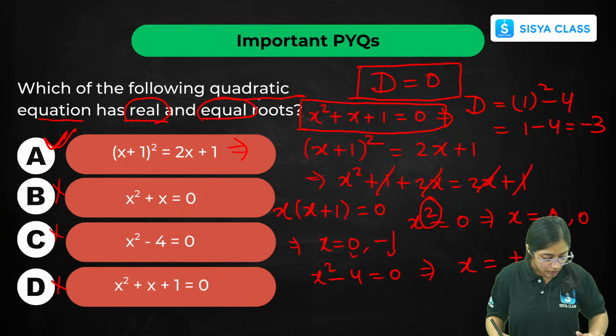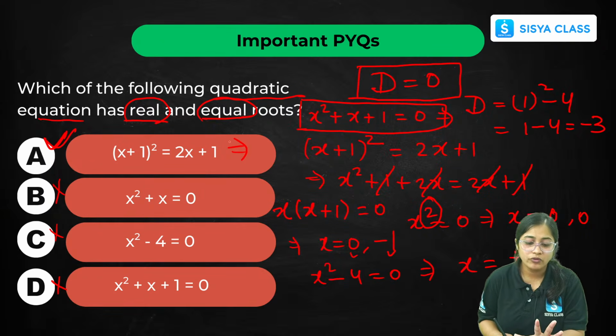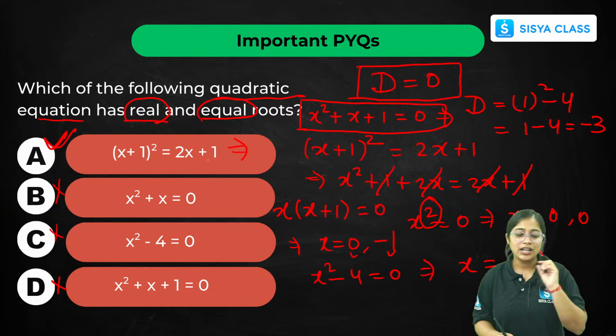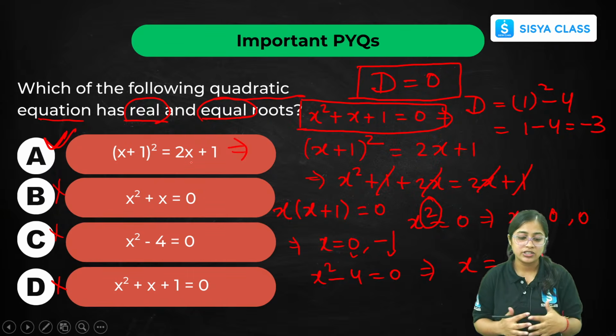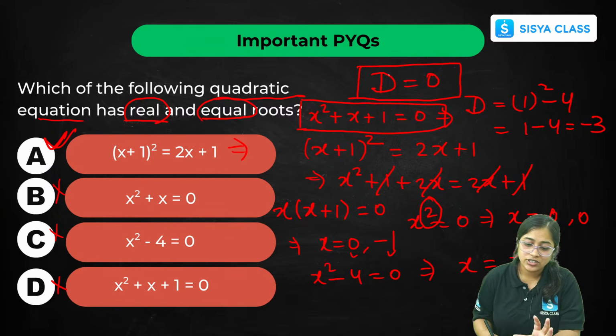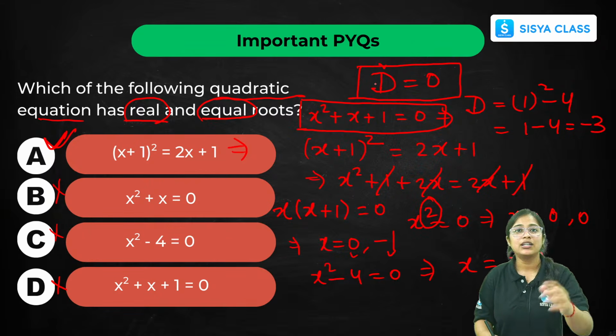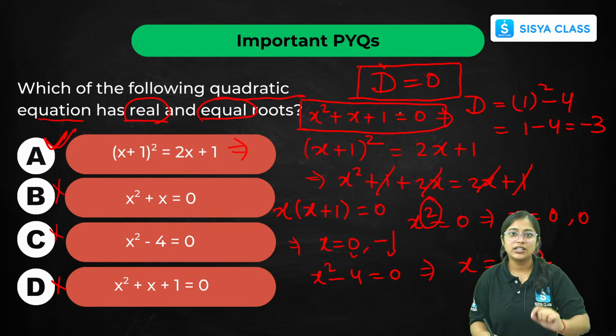I hope this question is clear to everyone. Whenever in the exam they ask you to check whether these equations have real and equal roots or not, in that case just check the discriminant of the equation. If the discriminant is 0, it means that the equation has real and equal roots.